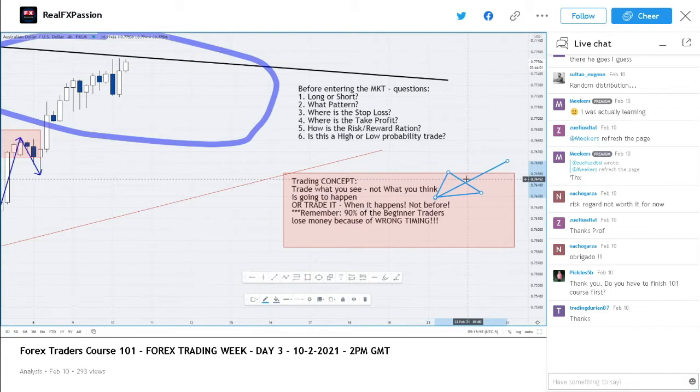Meeker says, wouldn't that bring the possibility of entering too late and then the trend changing? Meeker, the answer is absolutely not. Great question. Answer, absolutely not. Great question, everybody. Professional traders trade from what they see, not what they think is going to happen. Make sense?